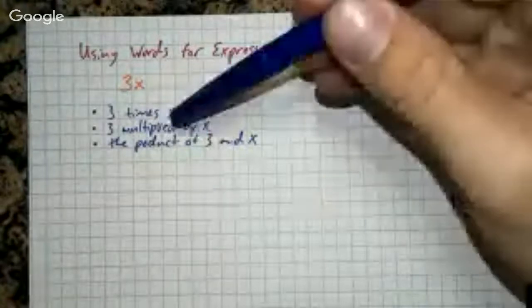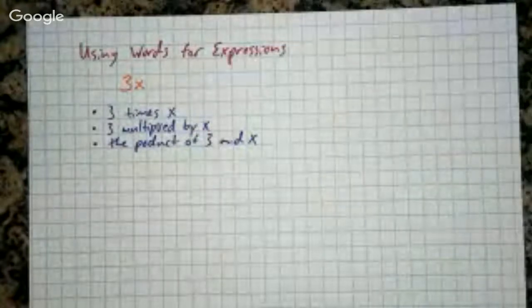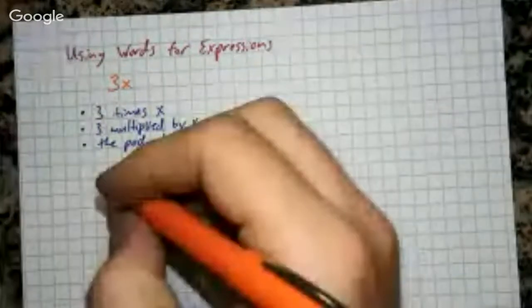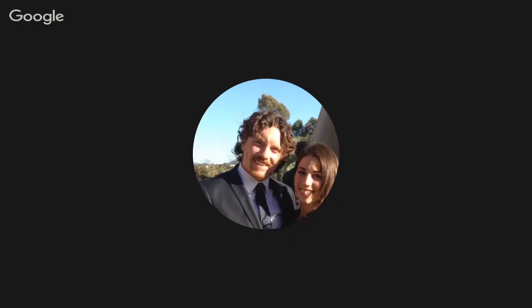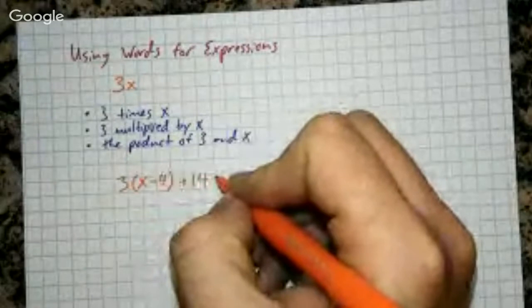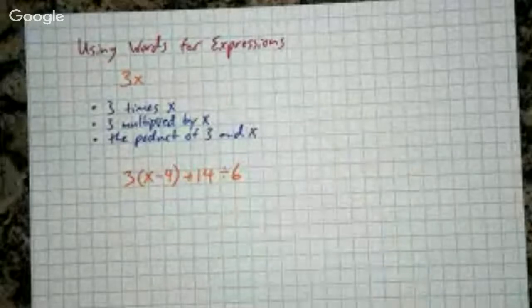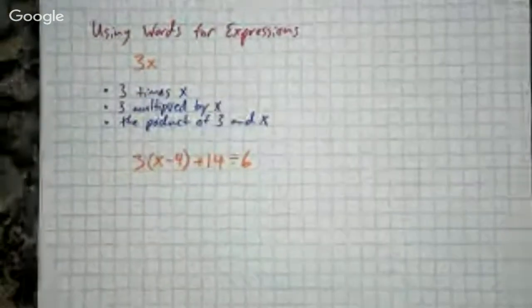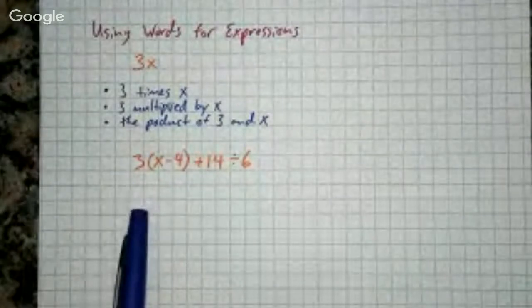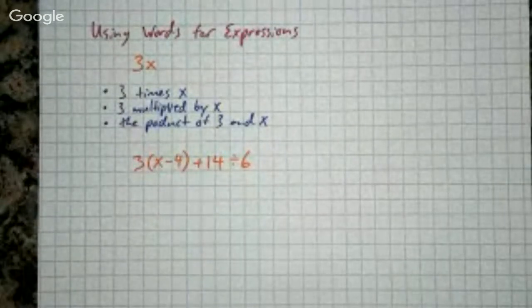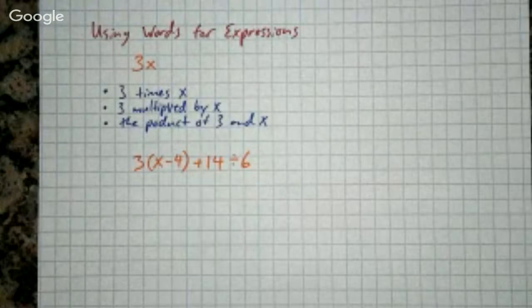You can probably tell that these get a little longer than that, but let's look at the reason why we never use words when we're doing this. It's very cumbersome and it's very difficult to know what you're meaning. What if we had 3 times x minus 4 in parentheses, plus 14 divided by 6? If that was our expression, that would be a whole lot harder. You could say, okay, so 3 times the difference of x and 4 plus 14 divided... It's going to be a nice long sentence.